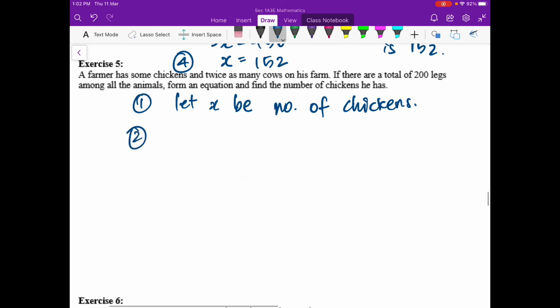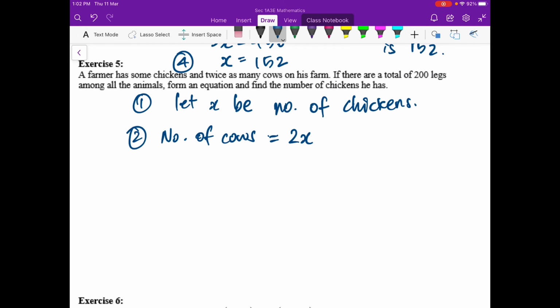Step 2, it says write all the other quantities in terms of x. Now what is important in this question? What other terms are important? Which nouns are important? Number of cows. Right, I have number of chicken already. I need number of cows. So number of cow equal how much? X times 2. Do you all agree? Twice the number of chickens, so 2x.